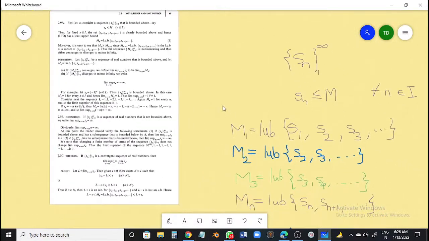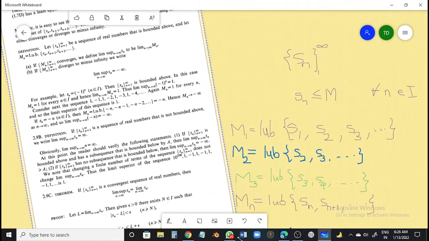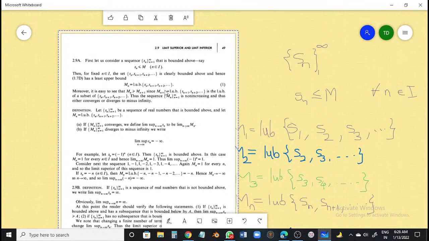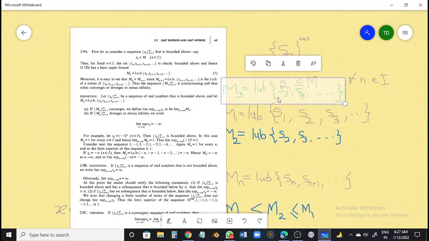So let us once again see this theoretically. What we are saying is Mn is the LUB of Sn, Sn plus 1 and so on. So Mn will be greater than or equal to Mn plus 1. So we get the sequence Mn as non-increasing. Non-increasing means a decreasing sequence, and a decreasing sequence, if it is bounded below, will converge, and if it is not bounded below, it will diverge to minus infinity. And that is why I just enlarged this to give you the definition.